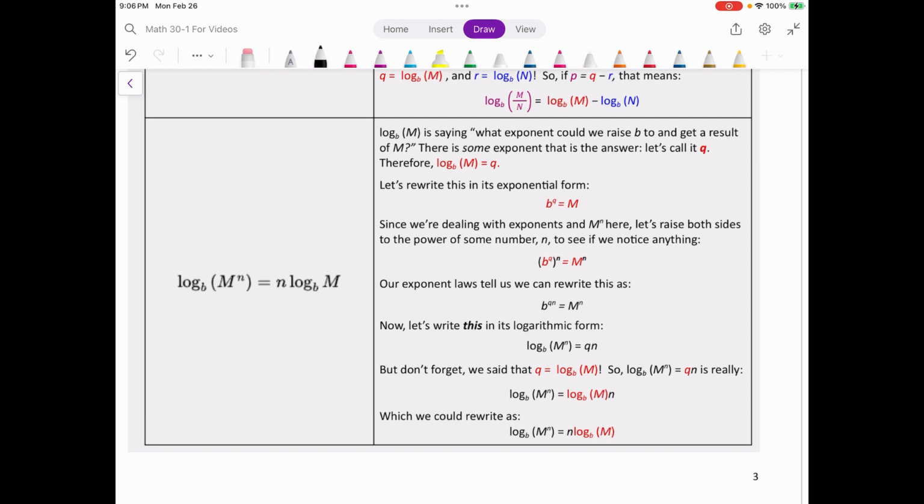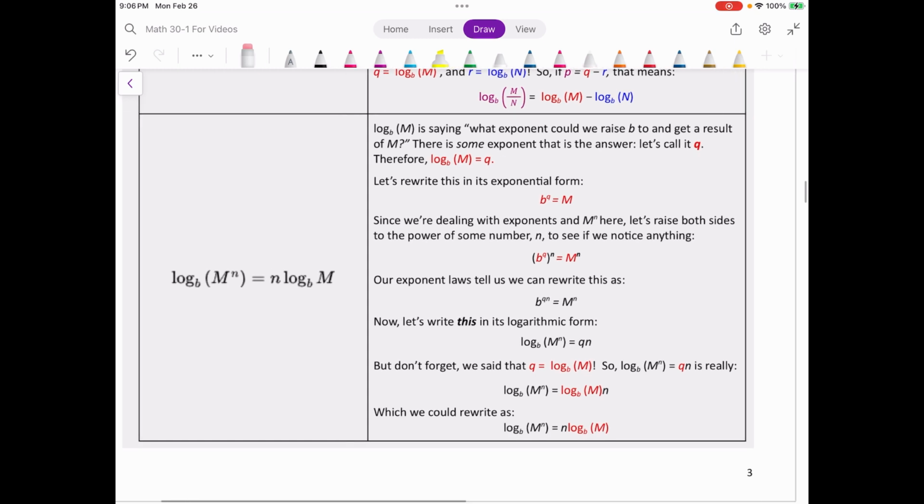What it says is that log base b of m to the power of n is equivalent to n times log base b of m. In other words, you can take this exponent n and bring it down and make it a multiplier on the entire logarithm. Now why does this work? Why does it make sense? Because log base b of m is saying what exponent could we raise b to and get a result of m? This is equivalent to the exponent b needs to become m.